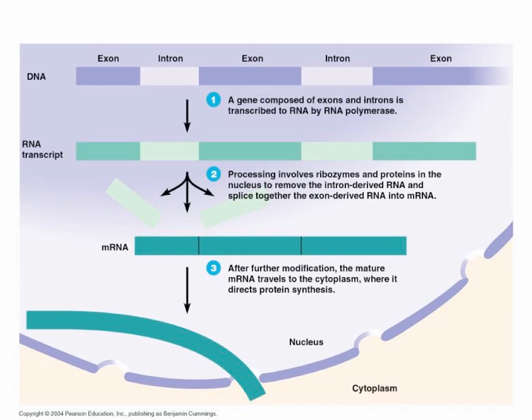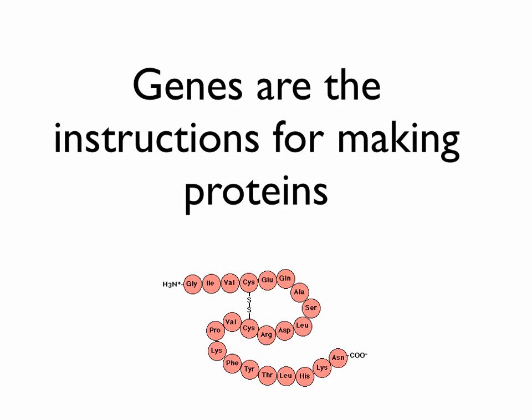Remember that genes are the instructions for making proteins, and when a gene is copied as mRNA, those instructions are used by a ribosome during translation to specify the precise sequence of amino acids needed to produce the primary structure of a polypeptide. Right? That's the sequence of amino acids in a polypeptide. So let's examine how the sequence of nucleotides in mRNA is used to specify the sequence of amino acids that is needed.